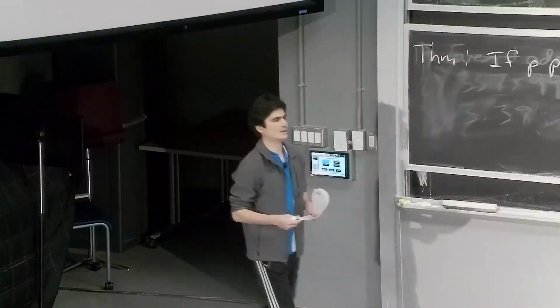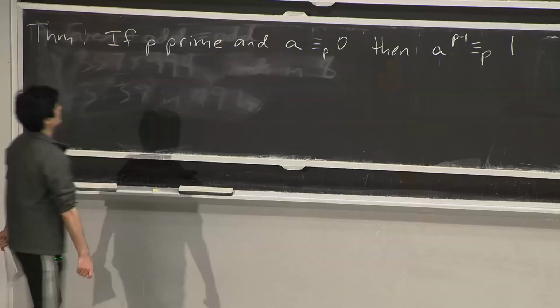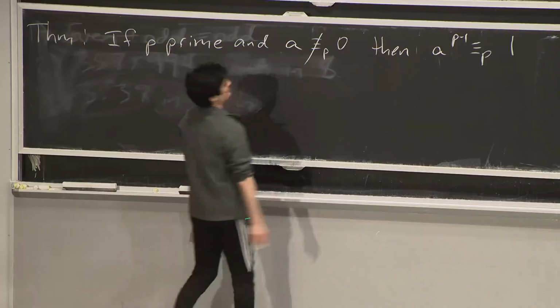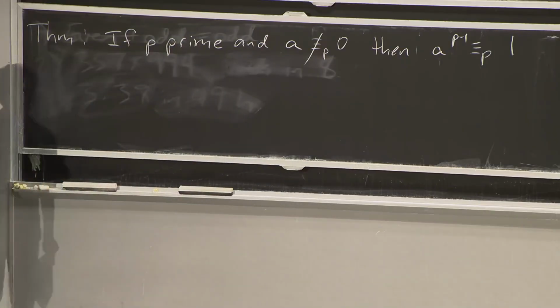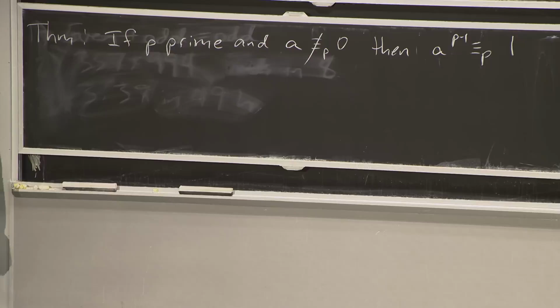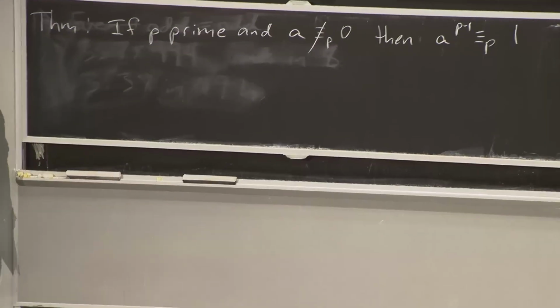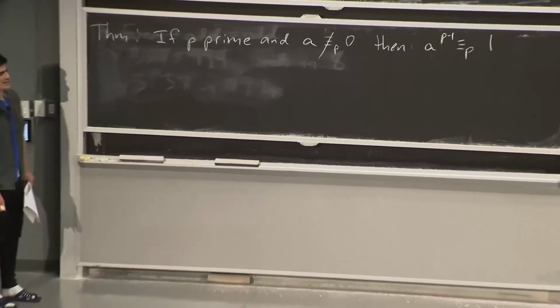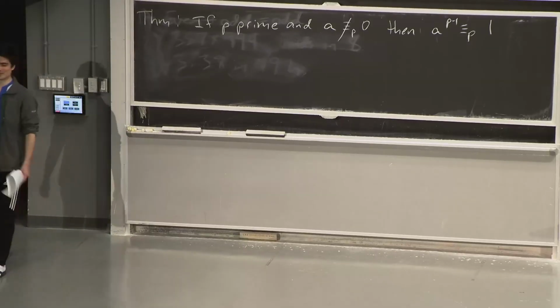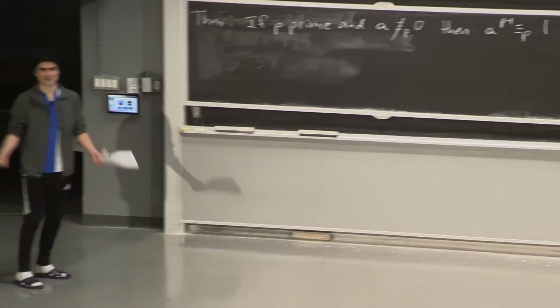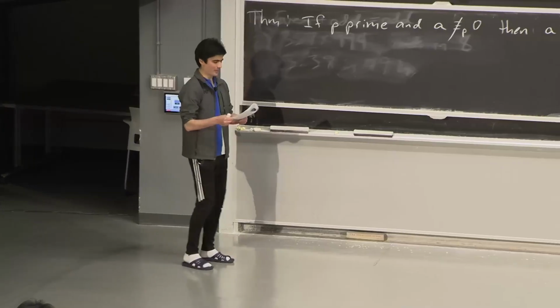Yeah? Sorry? Thank you, Zach. I promise I'm awake. Yeah, if A is congruent to 0, then clearly this theorem is false. A should not be congruent to 0. If A is congruent to 0, then A to the p minus 1 is also 0.